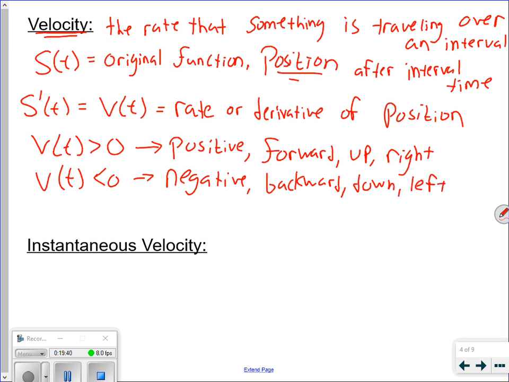And what do you think it means if I say that v of t, where t is time, is equal to 0? That means we're not moving forward, we're not moving backwards. My velocity or my rate of change is 0. So that just means we're at rest. Okay? So there you have it.